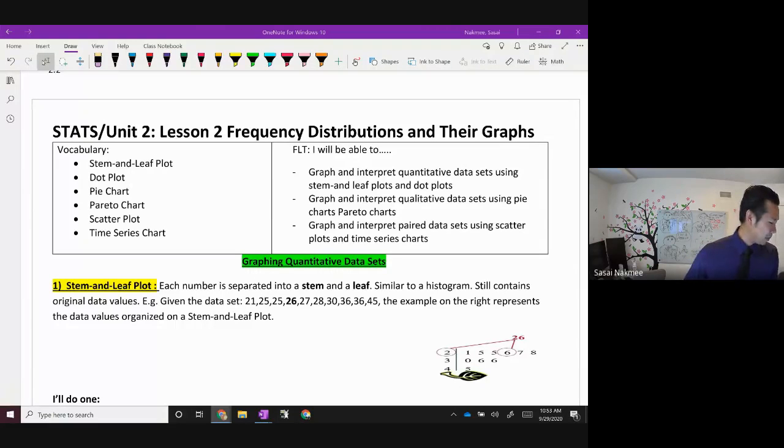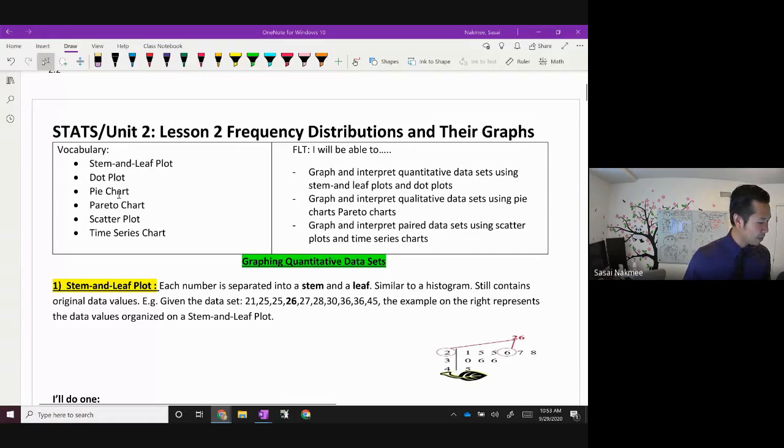There we go. So in 2.2, it's the continuation of frequency distributions and their graphs, right? We're just looking at more ways of representing your data. That's all it is. You're just trying to see more ways to look at the stuff that you're dealing with, like how to organize it, how to make it look nice, and how to interpret it.